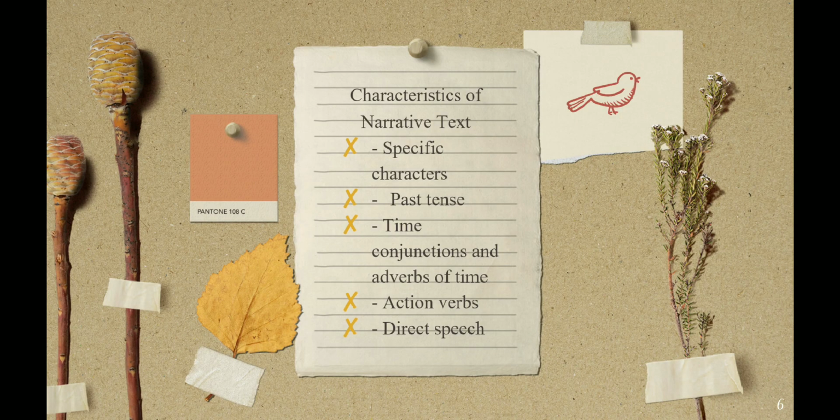Next is the characteristics of narrative text. Specific character, past tense, time conjunction and adverb of time, action verbs, and the last, direct speech. For specific characters in a narrative, the author will create a specific character as the main character in the story.